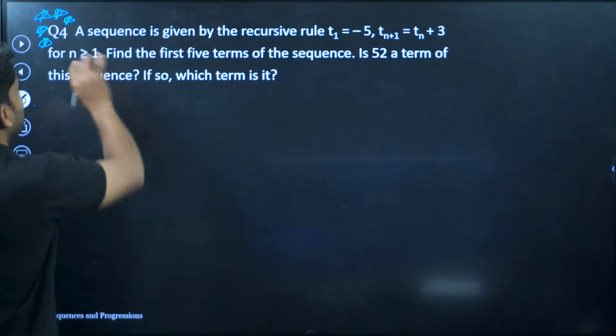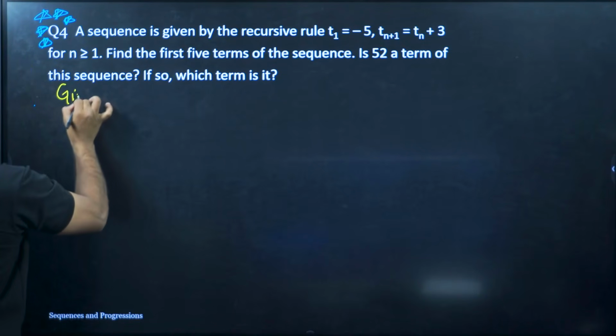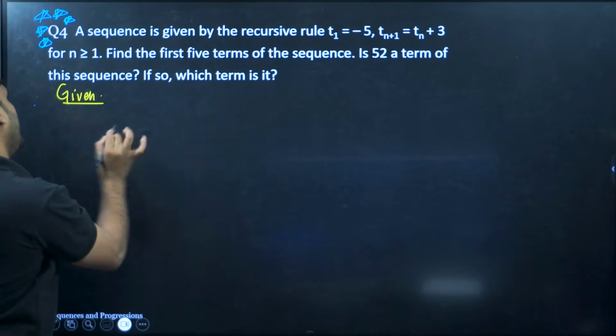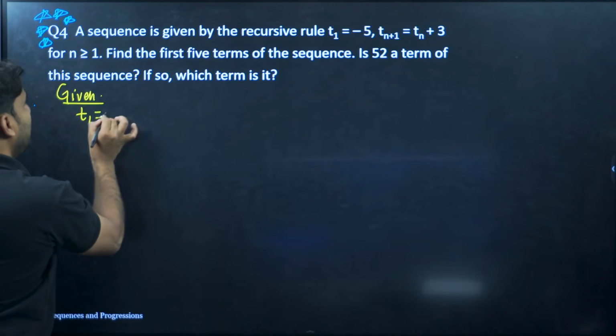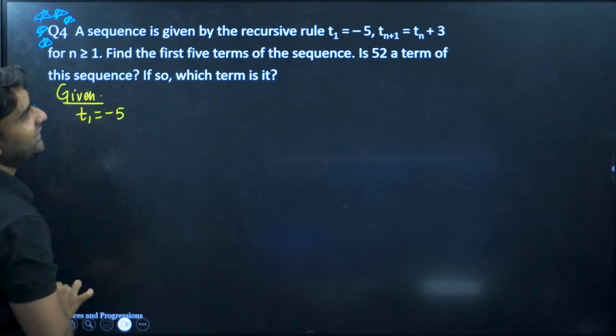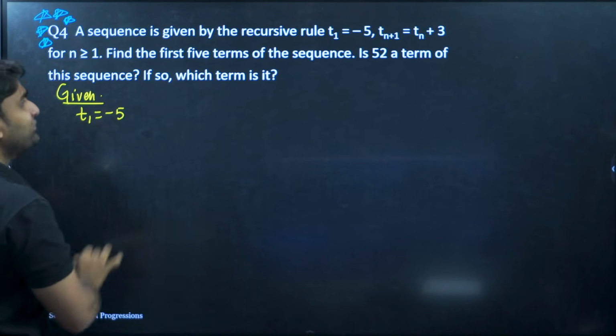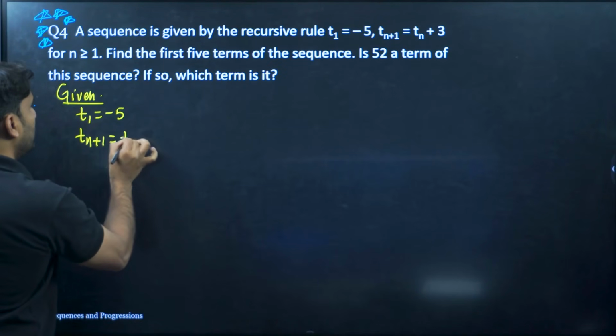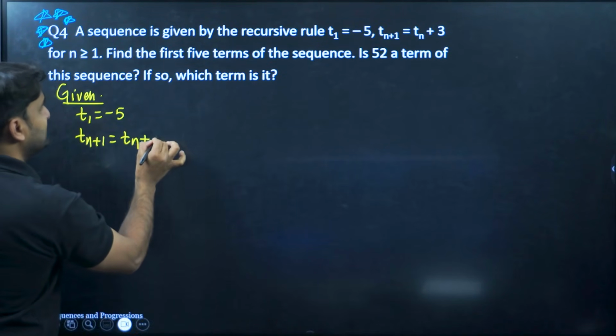Believe me. Do one thing, write down the given information. A sequence is given by the recursive rule. Yes, t1 is equal to minus 5. Very good. And tn plus 1 is equal to tn plus 3.